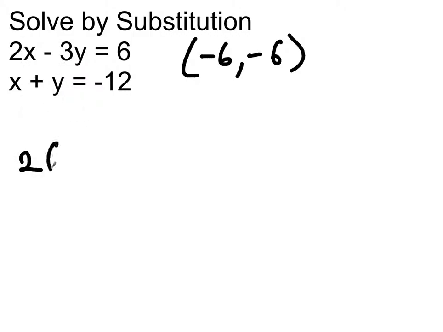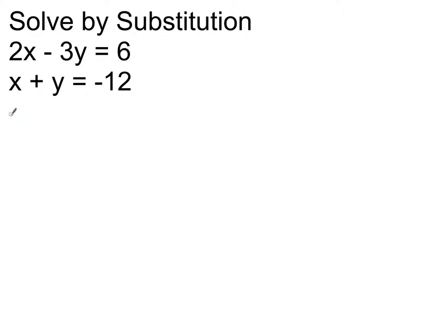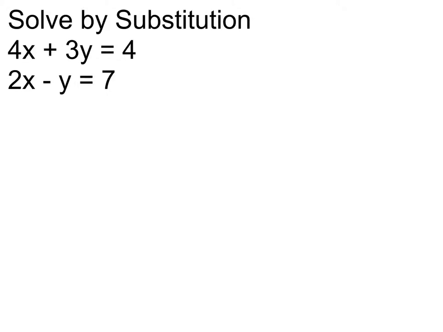So let's test. 2 times -6 minus 3 times -6 is equal to 6. That gives me -12 plus 18 equals 6. That's true, it works in the first case. Let's plug it into the next one. -6 plus -6 equals -12. It works for both equations. It's a solution to this system of equations. So that's substitution. I want you to go ahead and try and solve this one.